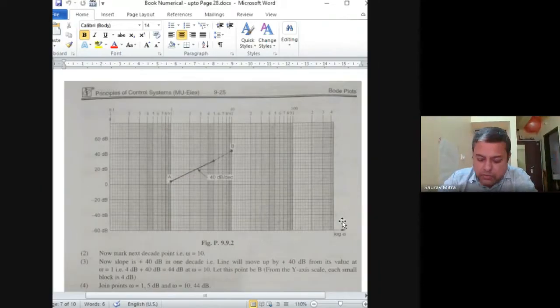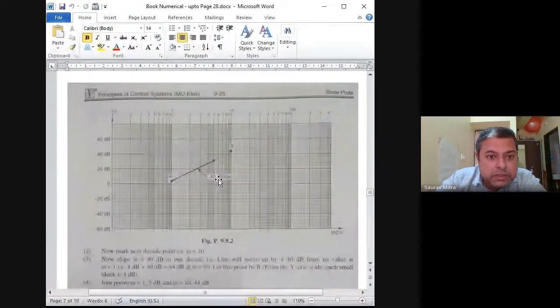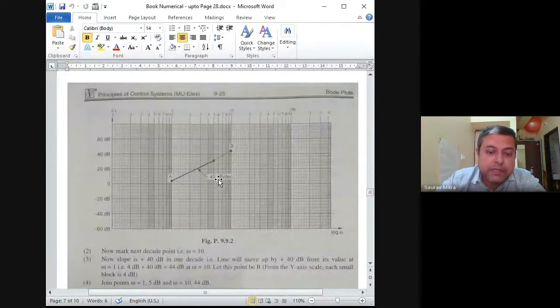And if you come down 20 dB from the 32 dB point, you will come to a magnitude of 12 dB. So if we are drawing a line with minus 20 dB per decade slope starting from this point, which is 5, 32 dB, the next point will be 50, 12 dB. So this point will come somewhere here.